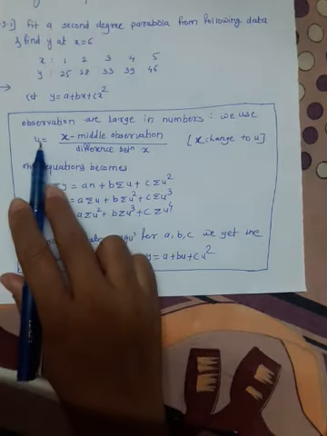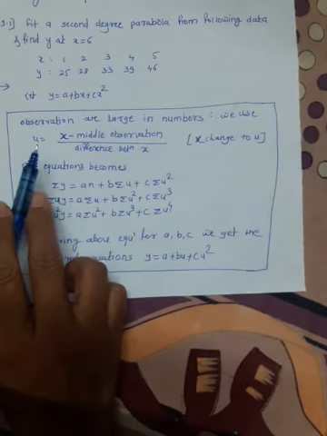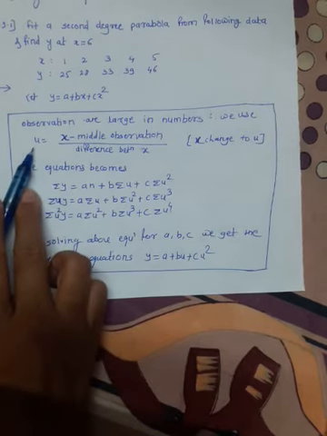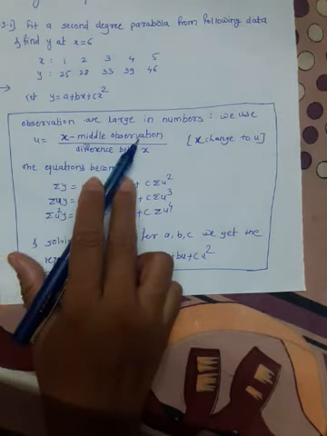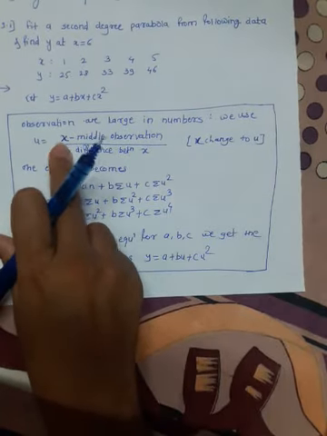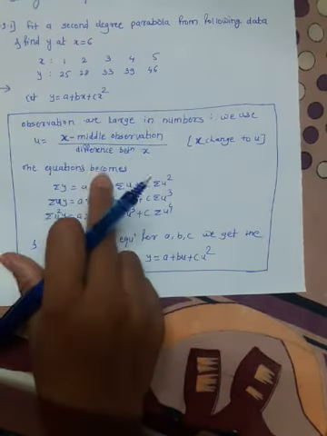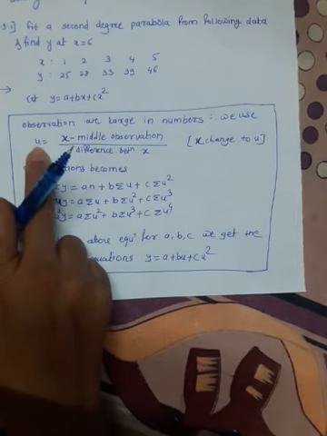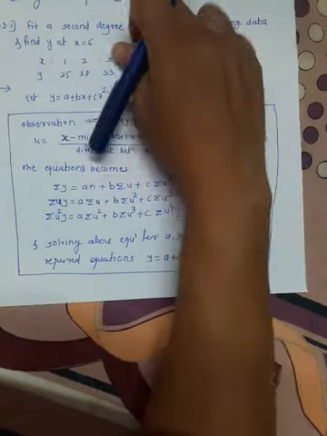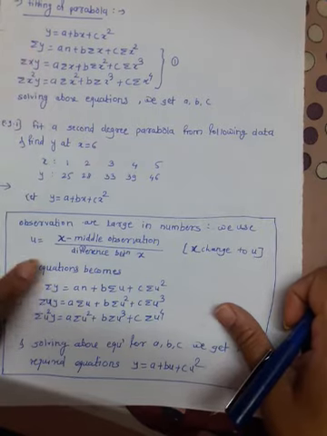Now what we have to do: if the observations are large in numbers, we convert x to u. How to do that? u is equal to x minus the middle observation. Whatever the observations are, you have to choose the middle observation, subtract it from x, and divide by the difference between the x values, that is the h value. Whatever the u is, you calculate by using this formula. Then in the above equations, everywhere just replace x by u.